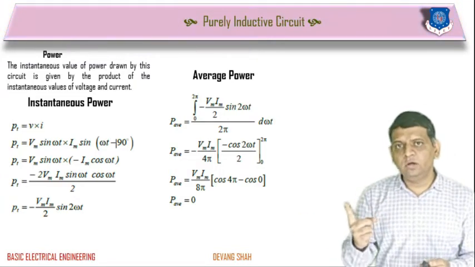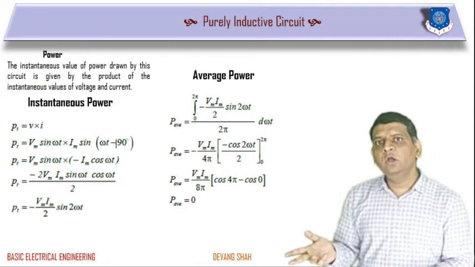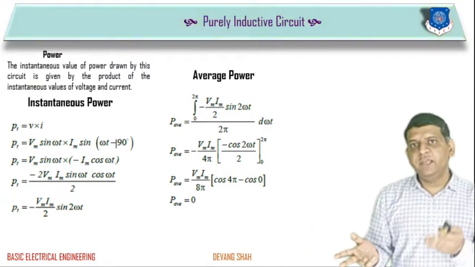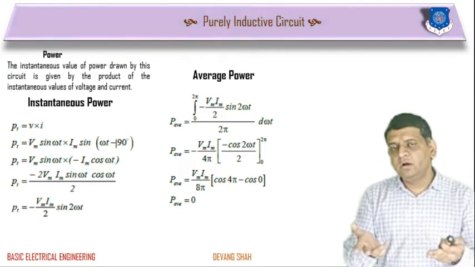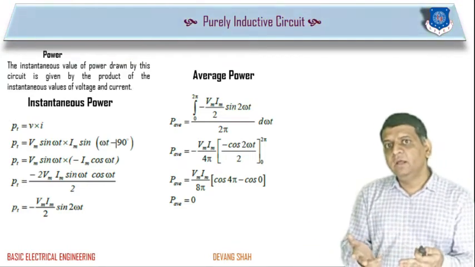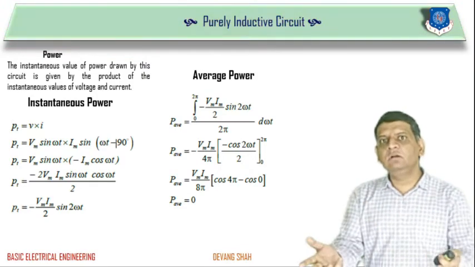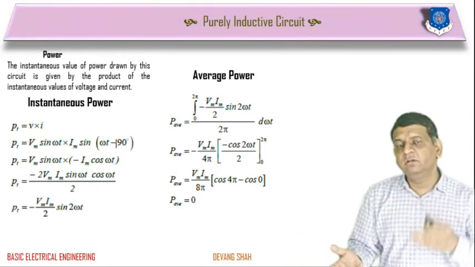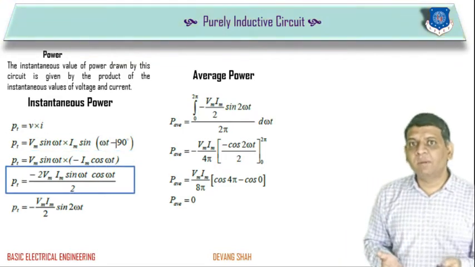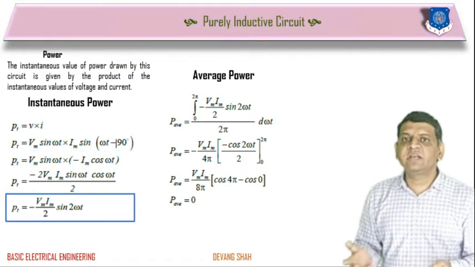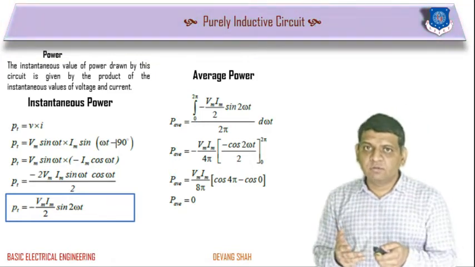There are two terms. One term is a constant term, that is Vm Im by 2, and another term is Vm Im by 2 into cos 2 omega t. Now that term is a fluctuating term. Here you get only a single term, and that single term is a fluctuating term, since the equation of power p(t) here is equal to minus Vm into Im sin 2 omega t. Now this is a fluctuating term.